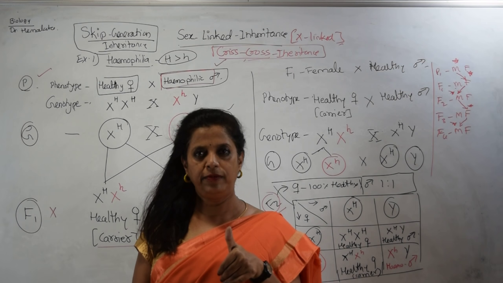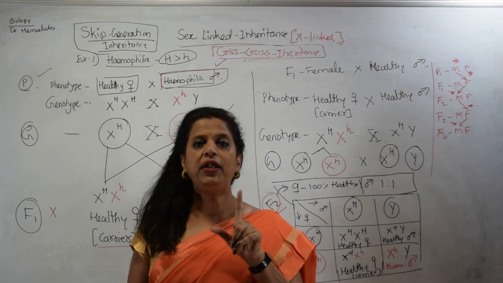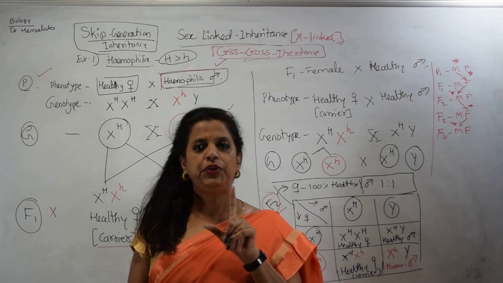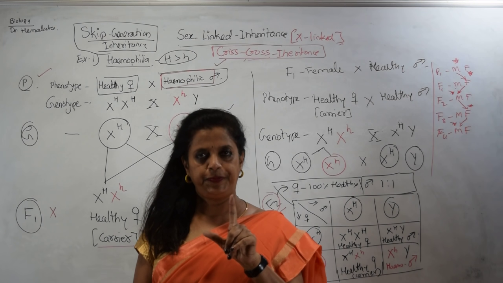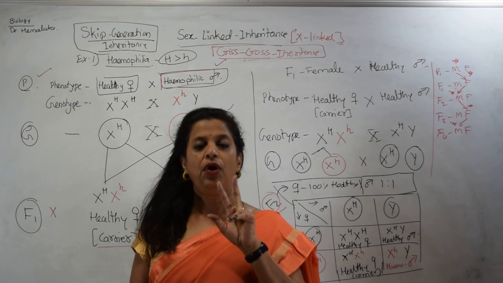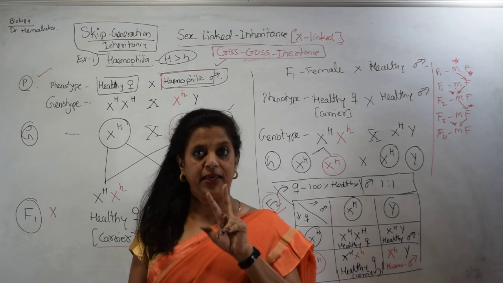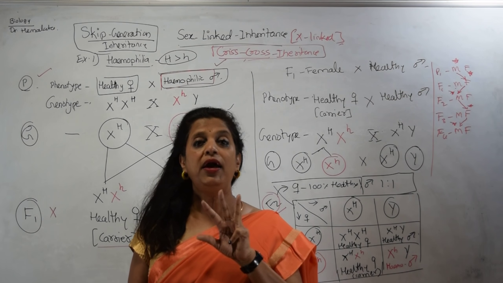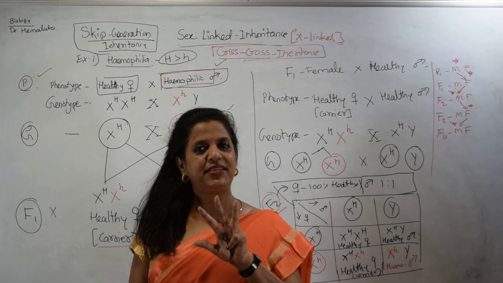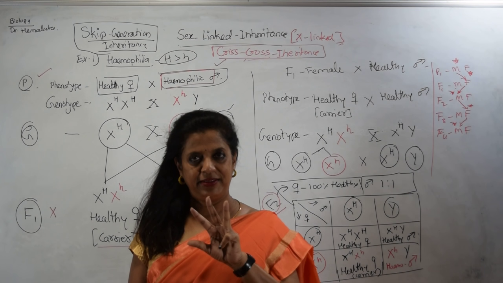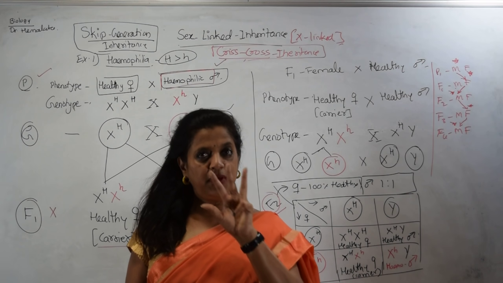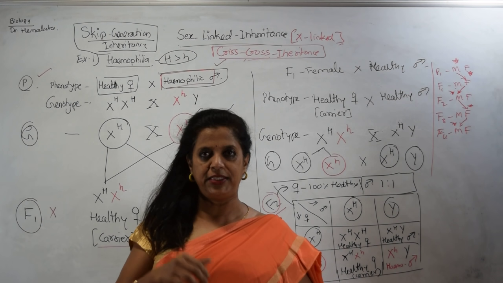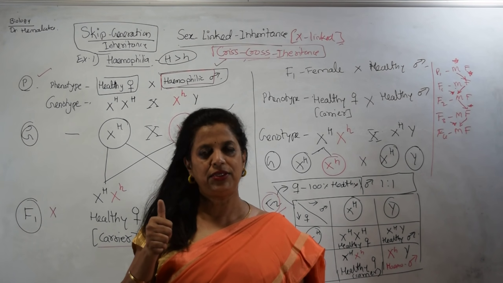Okay, written. Second, what is the meaning of skip generation inheritance? Third one, what is crisscross inheritance? Fourth one, who are called as carriers in sex-linked inheritance? Okay, these major things. Then from linkage, what do you mean by linkage?